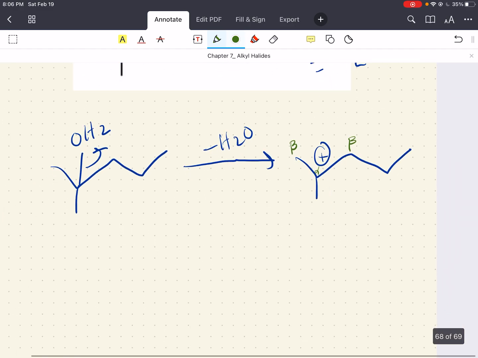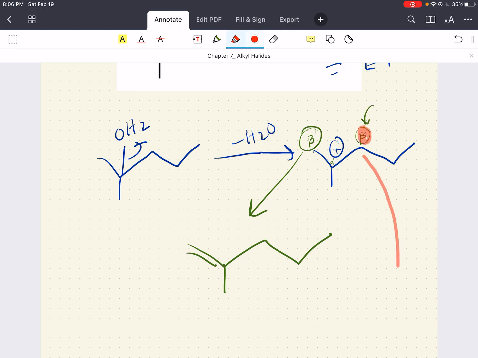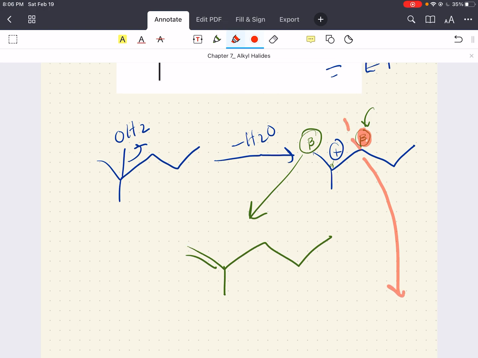Now, this beta position is a methyl. So if we do an elimination reaction at this beta position, the product we get is just a normal elimination reaction that forms a double bond there. Now, if we do elimination reaction at this beta position, I'm going to highlight it in red, what we get is we have 2 hydrogens here.